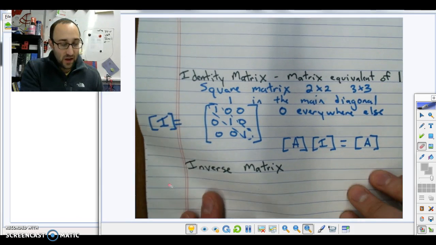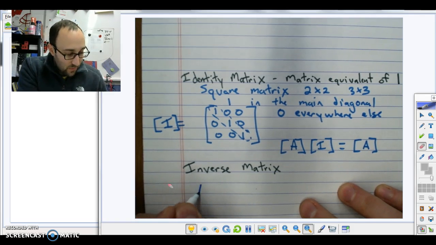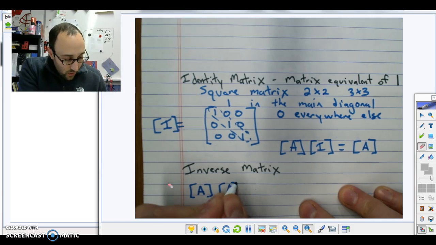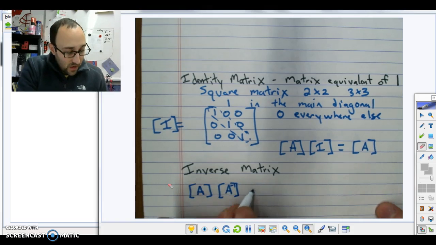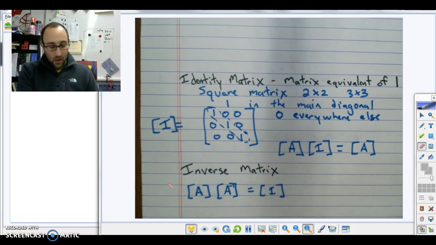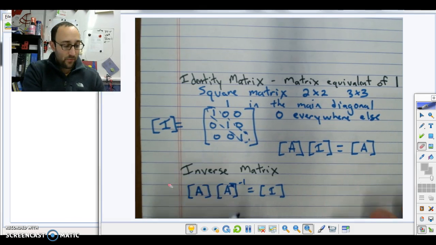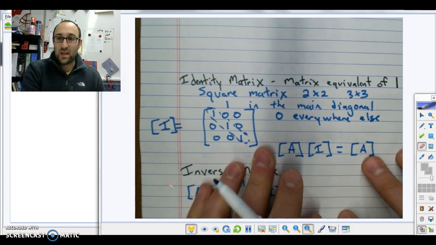Alright, so the last thing we've got here is the inverse matrix. The inverse matrix is if we take a matrix A and multiply it by its inverse, which we write as A to the -1, that is going to equal the identity matrix. I'm sorry, actually we don't write it like that. The -1 goes outside the matrix. My fault. So A times the inverse of A is going to equal the identity.